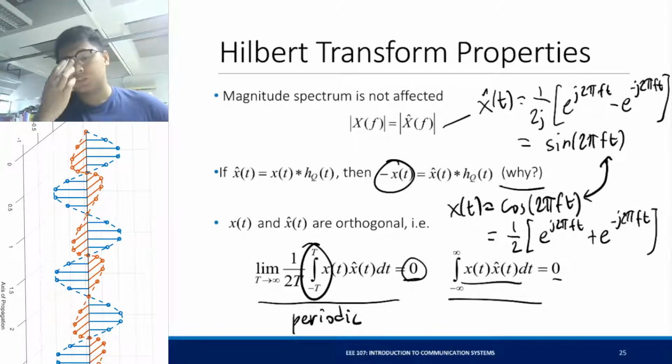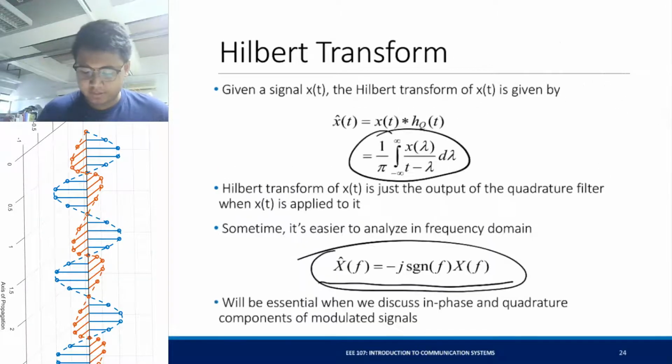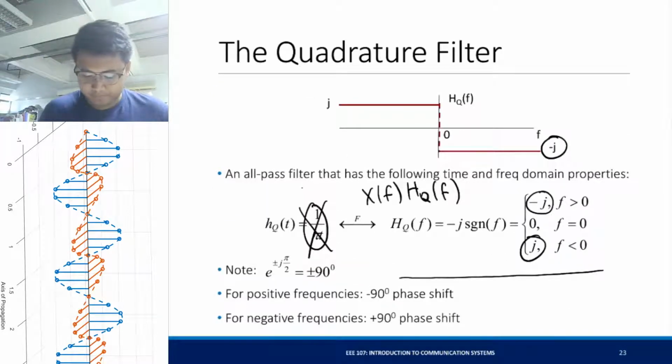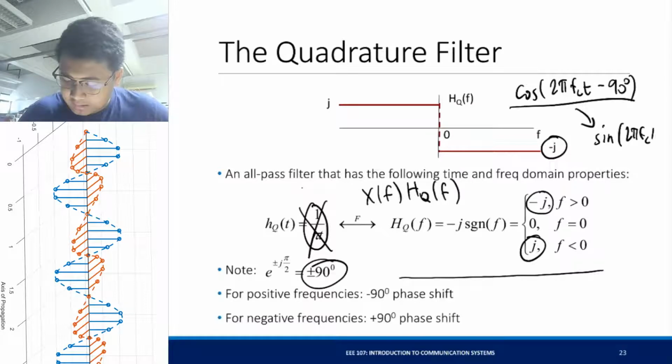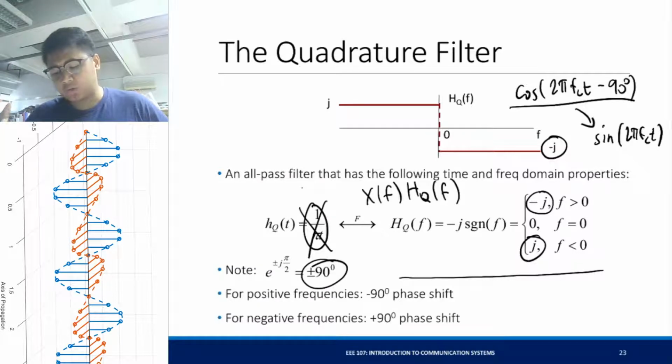Right? So this negative 90 degrees and positive 90 degrees phase shift is actually the same phase shift as doing this, and that is equal to your sine carrier or your sine function. So if you put your cosine function in a quadrature filter, it will just become a sine function. Okay?